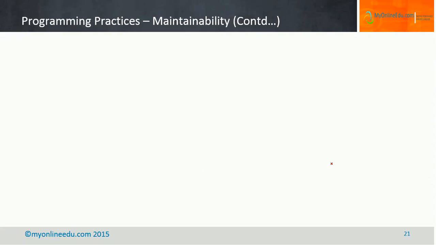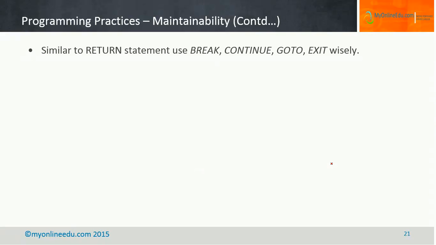Moving into the next slide. Here in this particular point, what it's trying to say is, similar to return statement, use break, continue, goto, exit wisely. So why? Because break, continue, goto, exit are statements that change the flow of your program from one point to another point.